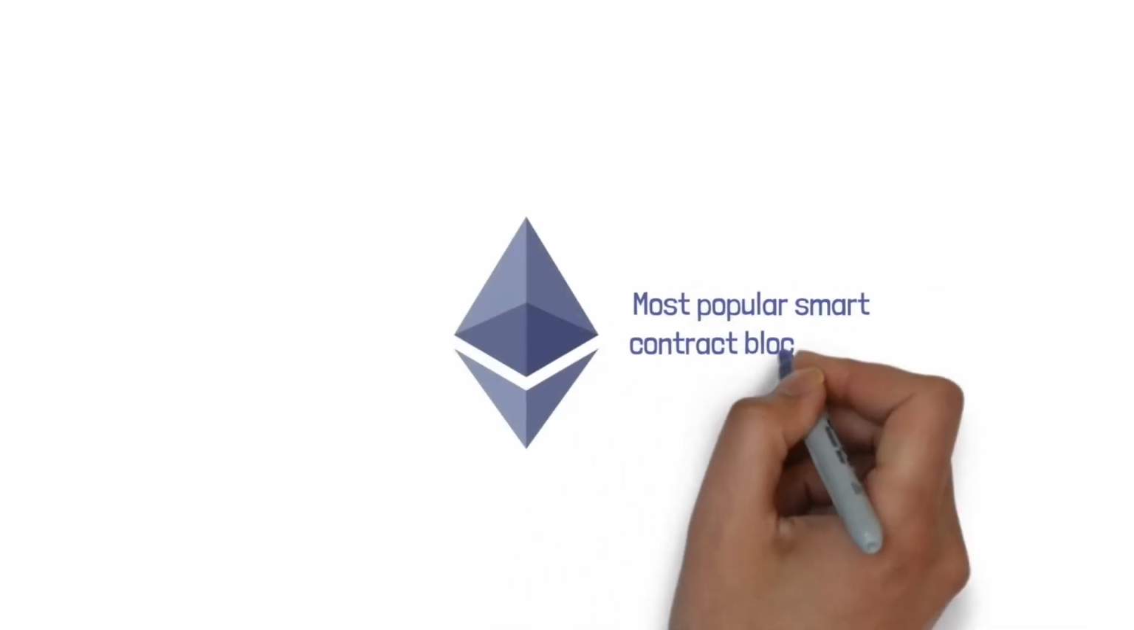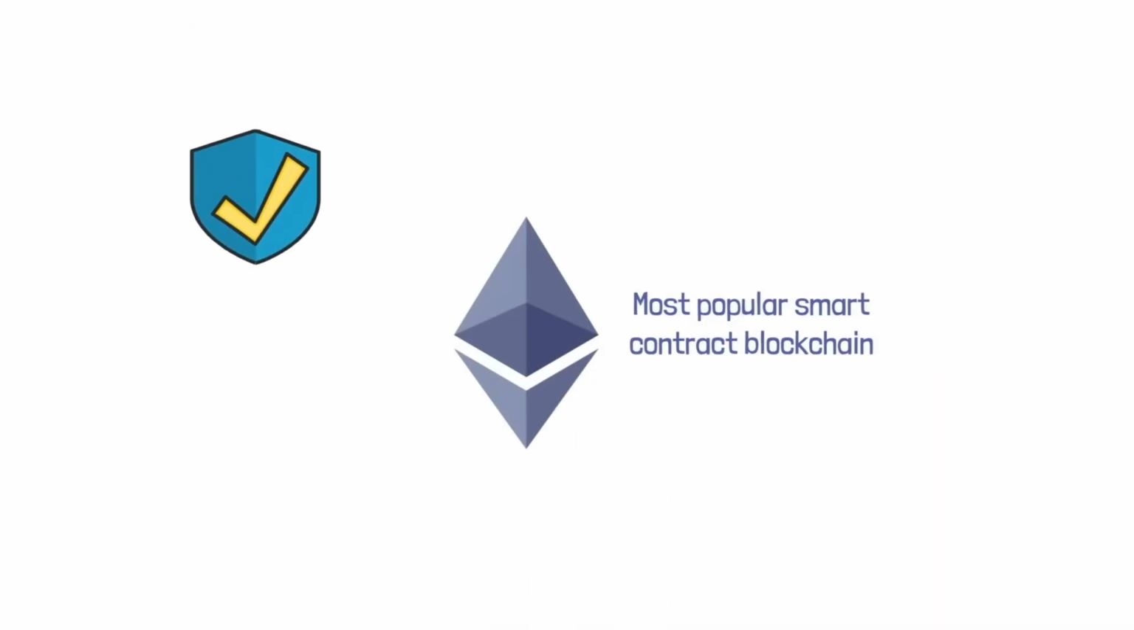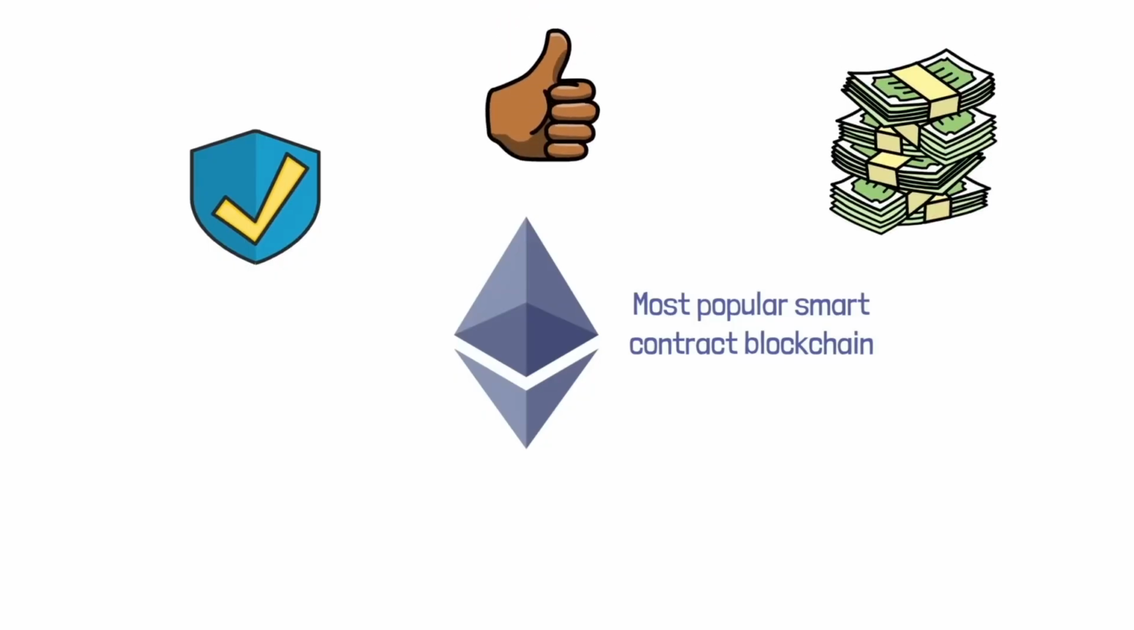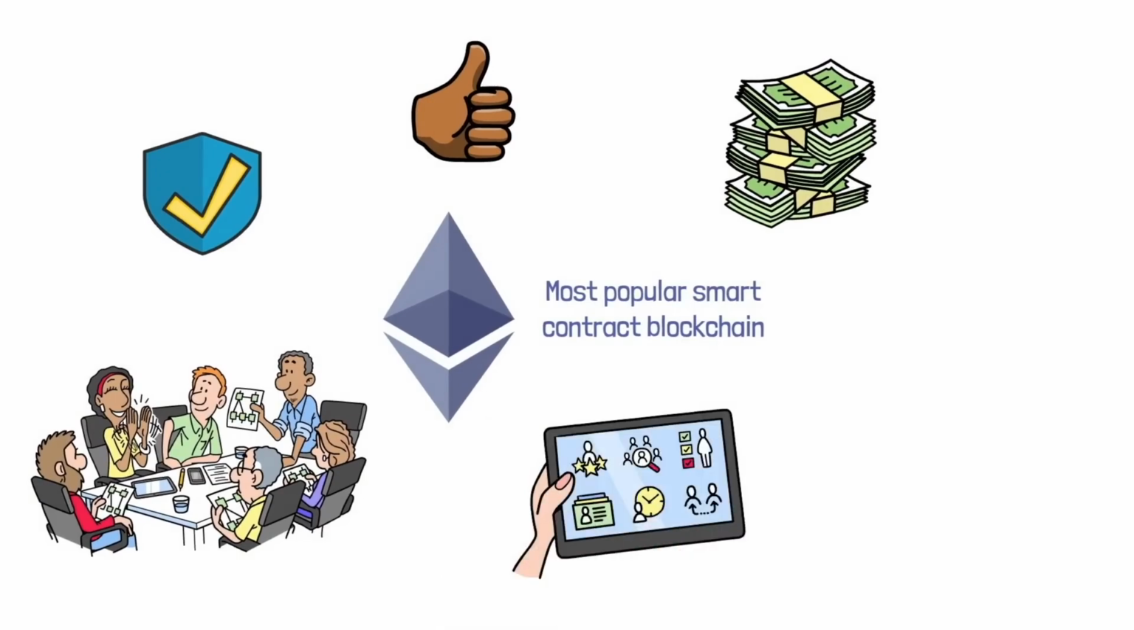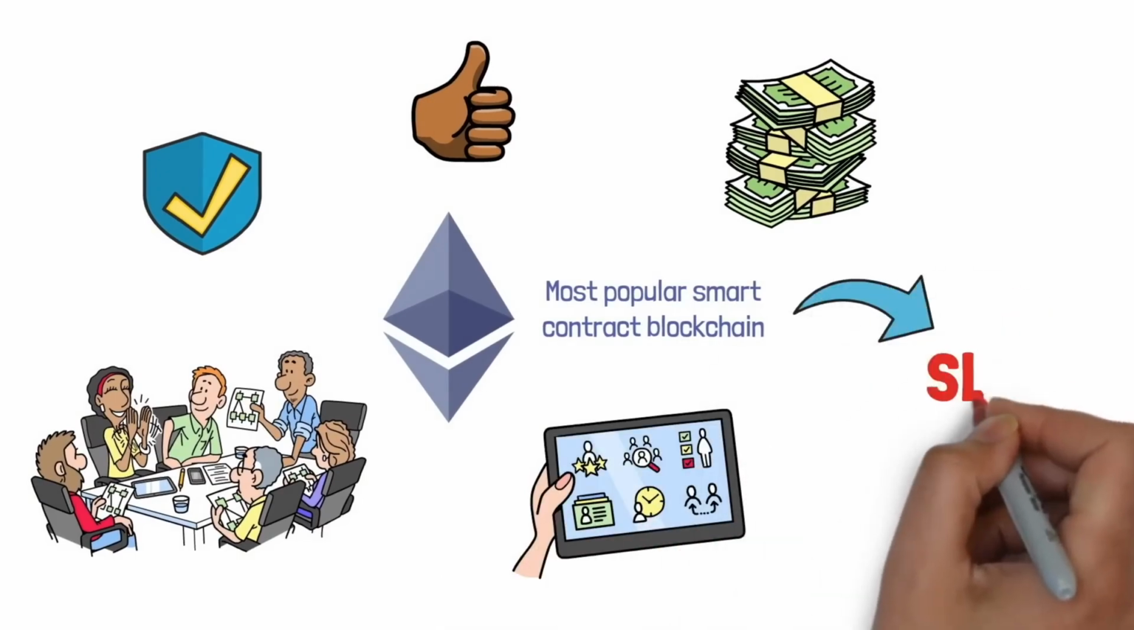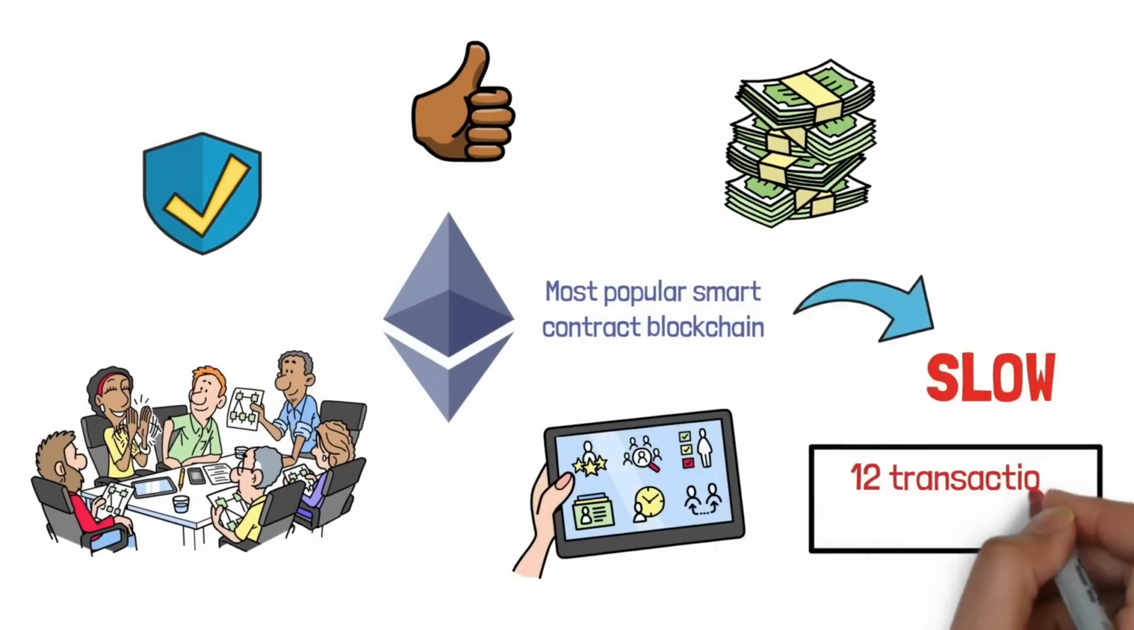But to explain Monad, we first need to explain the current state of crypto today. So you've got Ethereum, the most popular smart contract blockchain. It's secure, it works well, and there's a ton of value on it. Billions of dollars, huge developer community, very decentralized, tons of apps already built, but it's slow. Ethereum processes roughly 12 transactions per second.